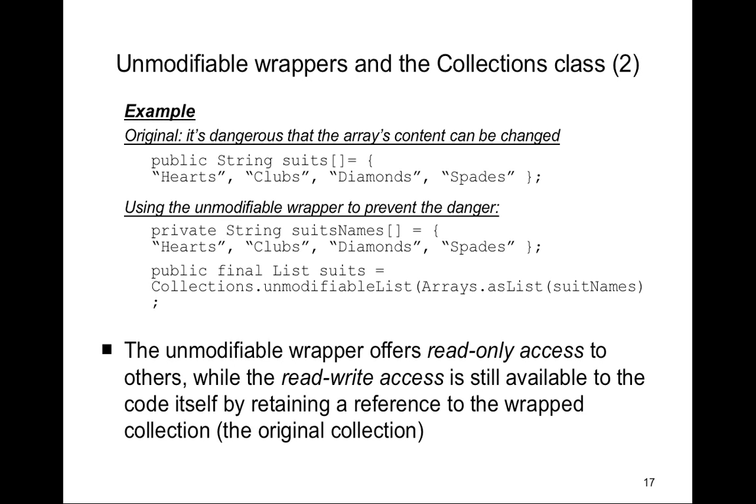Because we were manipulating it, your registration and your payment and everything, somehow you got moved out or your name got changed or something. So the unmodifiable wrapper offers read-only access to others, as I mentioned before, while the read-write access is still available to the code itself, remaining in the object to the wrapped collection, the original collection. So the original collection can still be used as the original collection, and then the unmodifiable collection, the wrapper that you wrapped around this collection, can be used whether you're wrapping it with a synchronization, and actually you can use both of them together. But why would you?